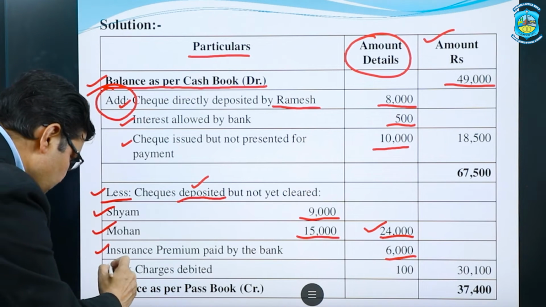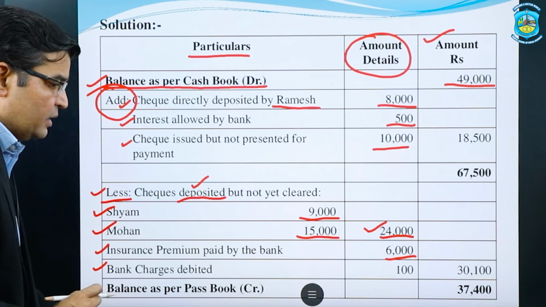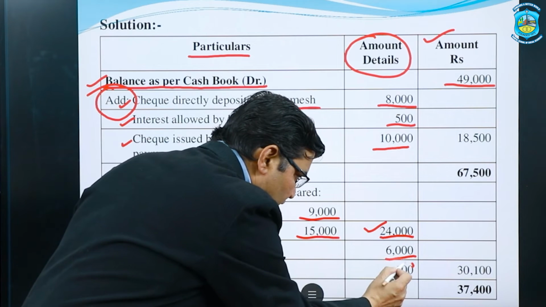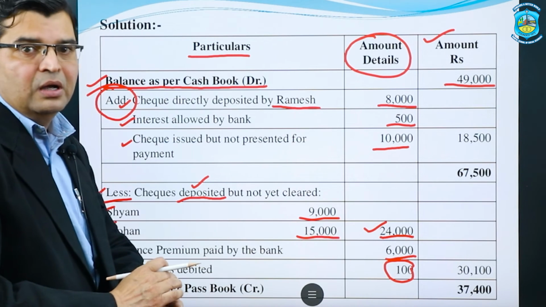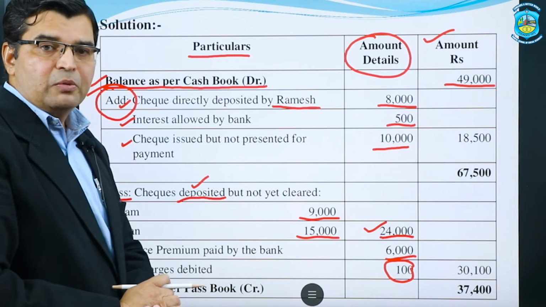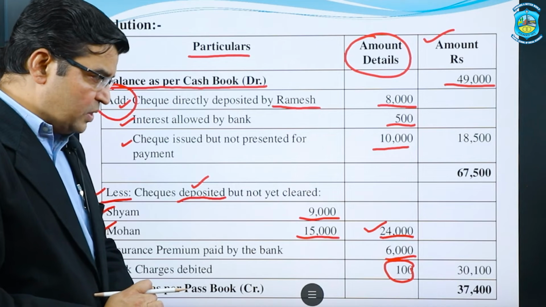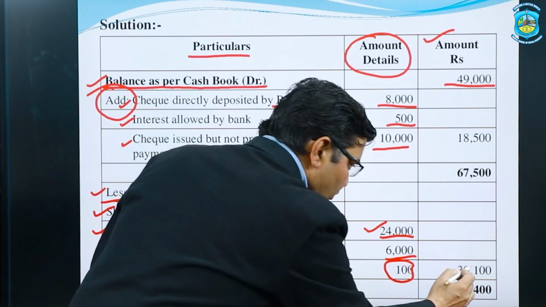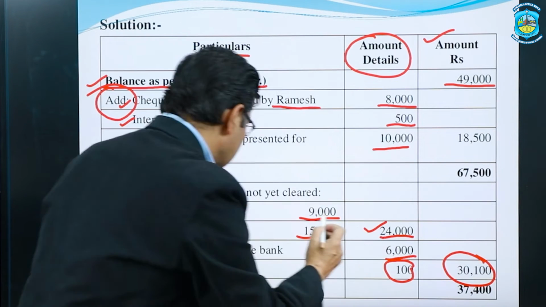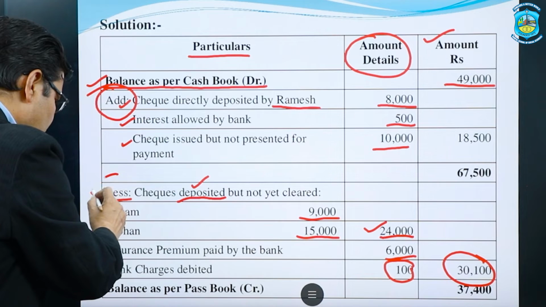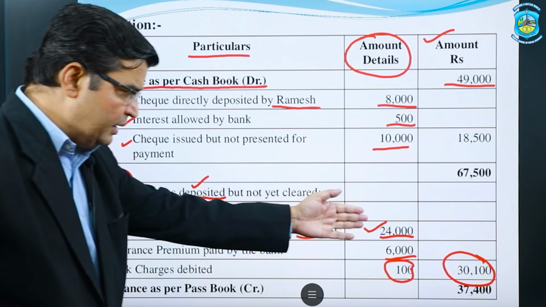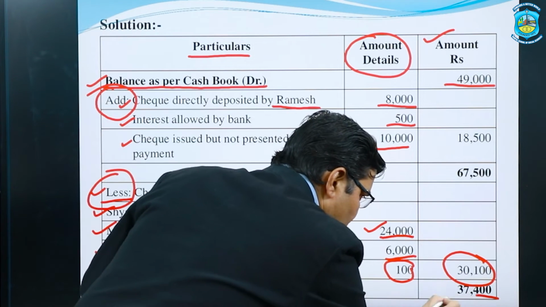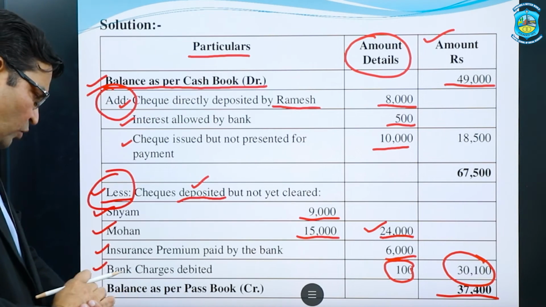Then bank charges debited. Here the bank is just going to charge 100 rupees from our account. So ultimately our passbook will reduce by 100 rupees. So there is a total difference of rupees 30,000 due to these transactions, and therefore these transactions will be deducted, and finally we will find out here total 37,400 rupees.